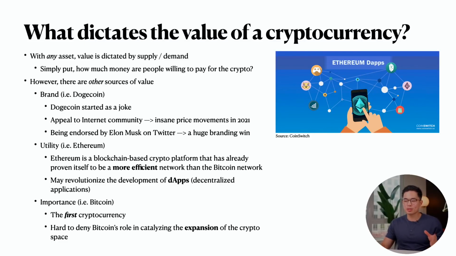So it's not just supply and demand. There are some other sources of value. For example, the brand. An interesting example of branding is Dogecoin. You guys might have heard of it. It really exploded in 2021, but basically Dogecoin started out as a joke, right? It was made to appeal to the internet community using a really popular meme. And after being endorsed by Elon Musk on Twitter, the value of Dogecoin just like shot up astronomically. And that was basically a huge branding win for Dogecoin, because Dogecoin basically latched onto Elon Musk and his whole message. And that's what really helped this coin go up in value.